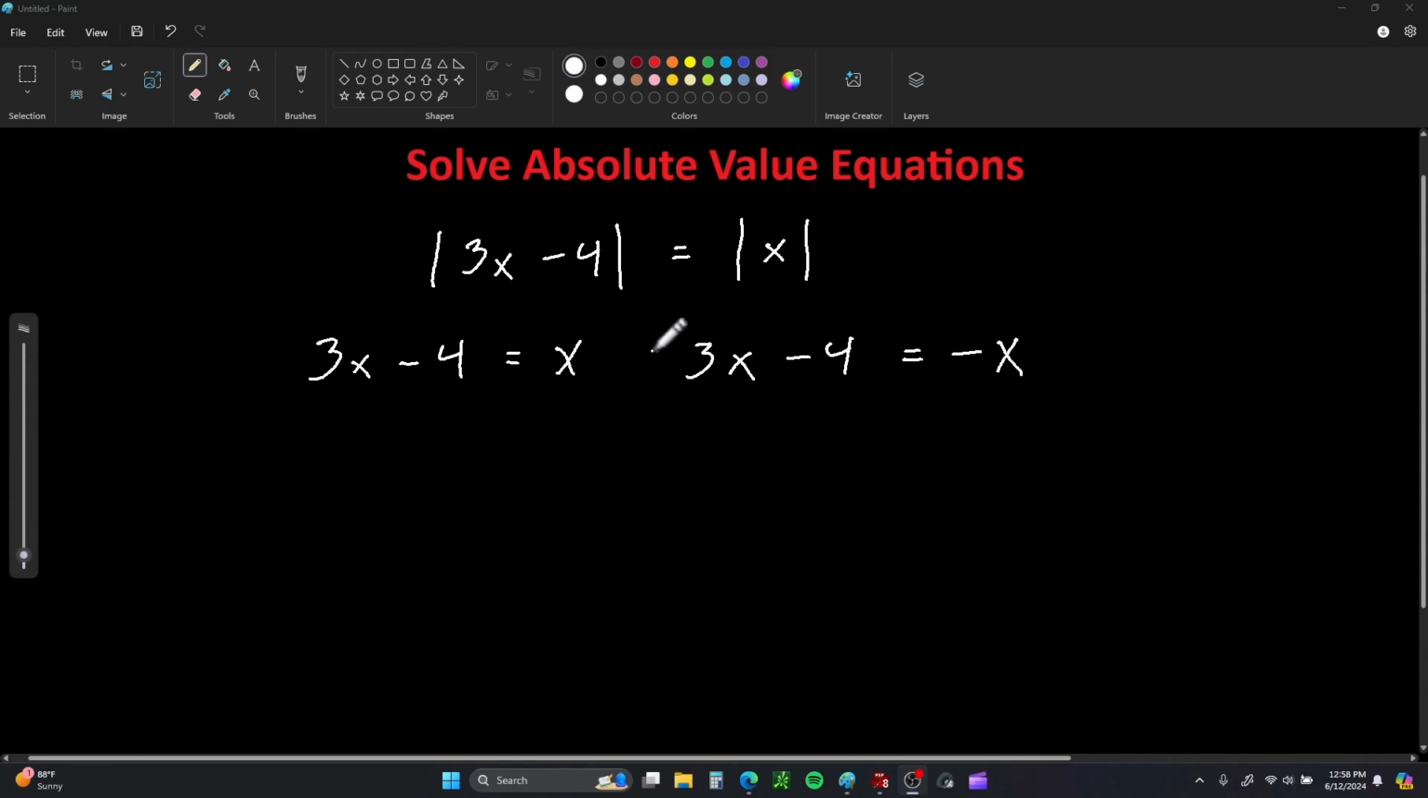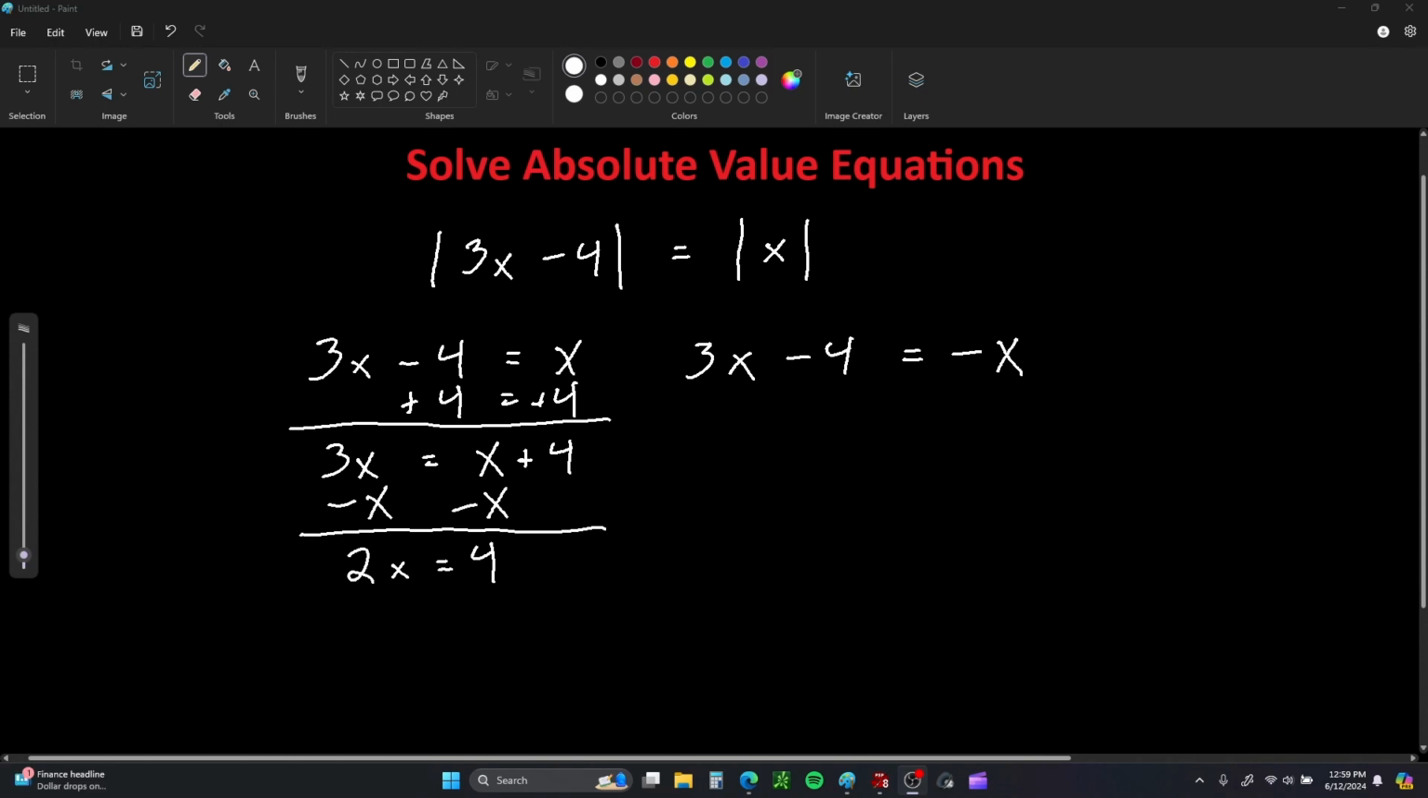So on the left side, I'm going to add 4 to both sides, which gives me 3x equals x plus 4. Then I'll subtract x from both sides to get the x's on one side and the constants on the other. So I have 2x equals 4. Then I divide both sides by 2 to get x equals 2.